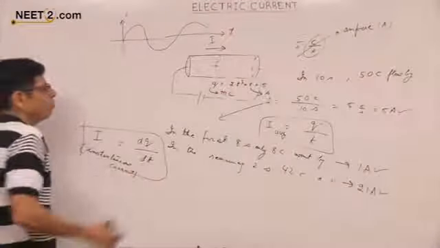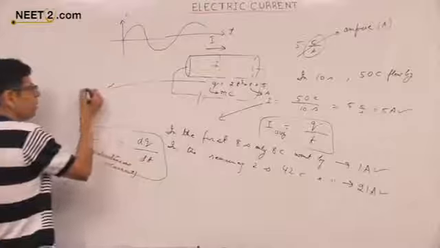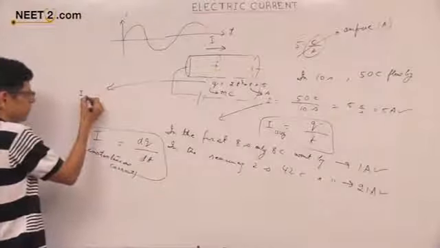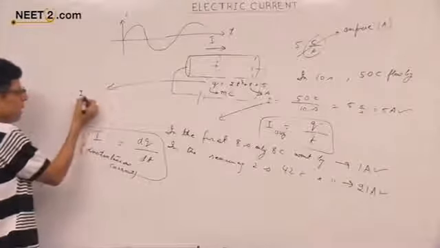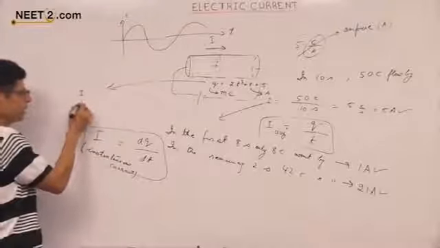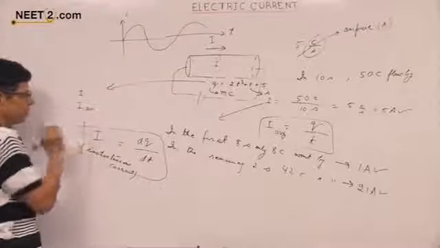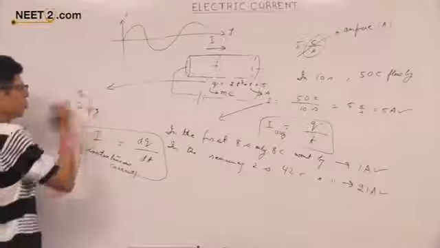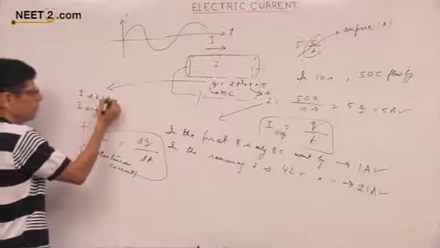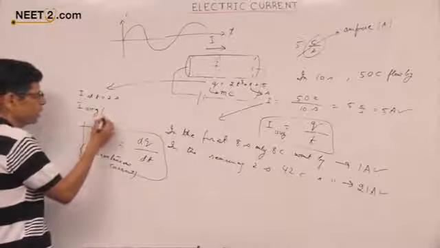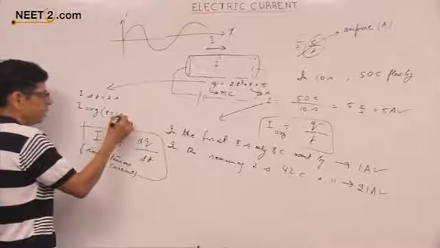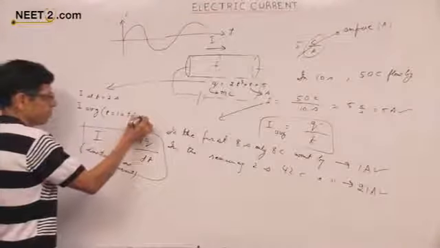Question: what is the instantaneous current? Instantaneous, I don't subscript it with INST, whereas average current I subscript it with this. So what is the instantaneous current at t is equal to 2 seconds? And what is the average current from t is equal to 1 second to 3 seconds?